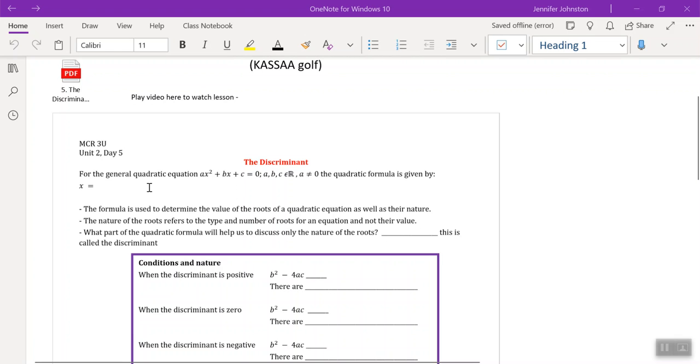we are going to find the discriminant, which is actually a part of something that we've already seen. So we have the general quadratic equation ax squared plus bx plus c equals 0, where a, b, and c are elements of the real numbers. So that means a, b, and c are all real numbers, and a can't be 0. Why can't a be 0? Well, if you guessed that if a is equal to 0, we don't have a quadratic, we would therefore have a line, you'd be correct.